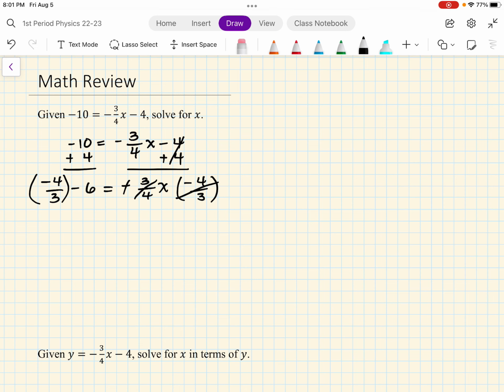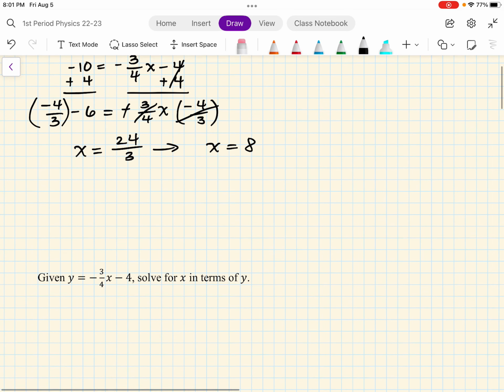Now I'm going to flip my equation. I like to have my unknown on the left side. So x is equal to, now negative 4 times negative 6 is going to give me positive 24, okay? Positive 24. So I'll get 24 divided by 3, which means that x is equal to 8. Very, very simple, guys, right? Super simple.